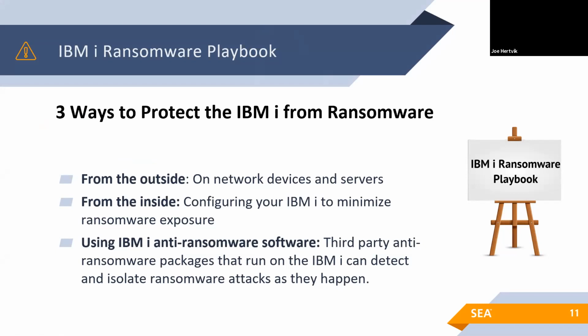You can consider protecting it from the outside. Since most of the ransomware attacks come from outside the IBM i, if you protect the network, you can protect your IBM i IFS. From the inside, you configure your IBM i to minimize ransomware exposure, mostly through what security settings you give your users and how you configure your IFS shares. And then the third way is to use a third-party anti-ransomware software package.